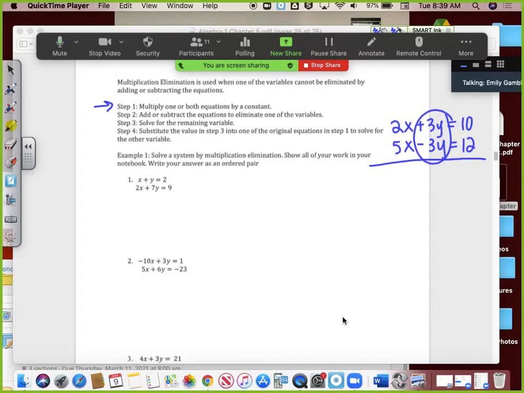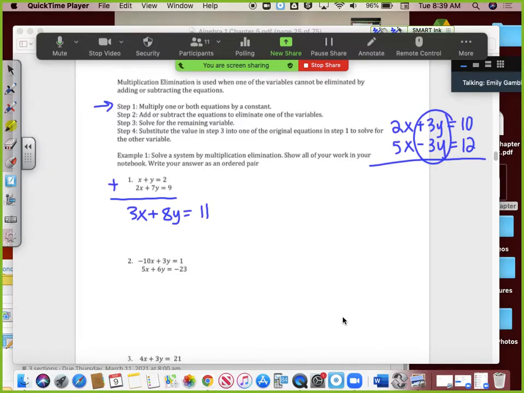And that's because looking at example 1, if we were to solve this by elimination, in order to eliminate the equations, I have to either have the same exact number of x's or y's or the opposite number of x's or y's. If I took these two equations and I added them straight down, nothing would eliminate because 1x plus 2x is 3x's, 1y plus 7y is 8y, 2 plus 9 is 11. That doesn't help me at all.